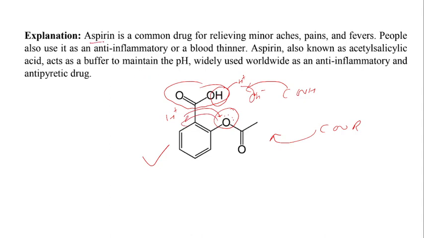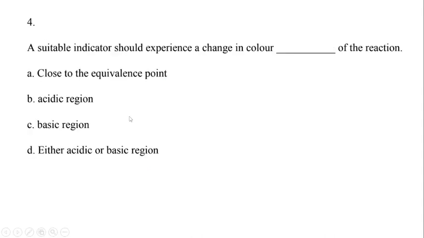Okay, so aspirin is a common drug for relieving minor ache, pain, and fever. People also use it as an anti-inflammatory or blood thinner. Aspirin is also known as acetyl salicylic acid. Okay, it acts as a buffer to maintain pH. Widely used worldwide as an anti-inflammatory and antibiotic. Okay, these are common information about the aspirin, but our main goal is how it will behave as a buffer.